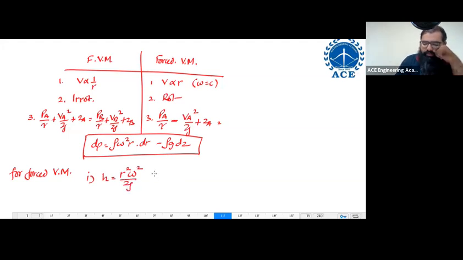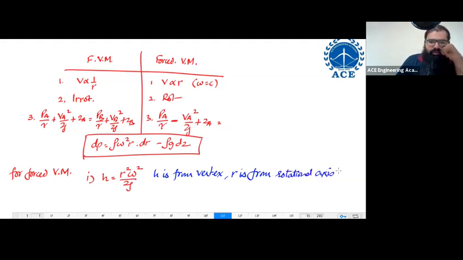If you still have a confusion, H is from vertex, R is from rotational axis. Not centroidal, rotational axis, not centroidal. Sometimes you can have different rotational axis. R is from rotational axis.